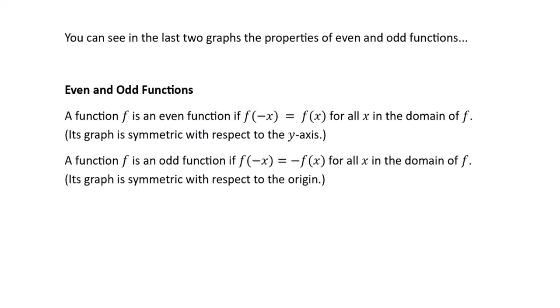And a function f is odd. It's an odd function if f of negative x equals the opposite of f of x for all x in the domain of f. Its graph is going to be symmetric with respect to the origin. In other words, we can spin the graph 180 degrees on the origin, and the graph will sit back on itself perfectly.